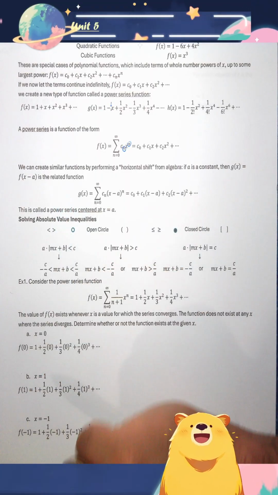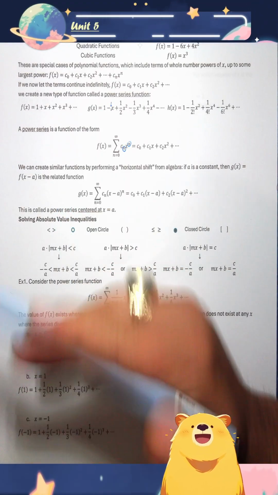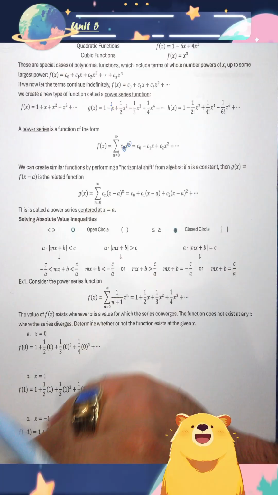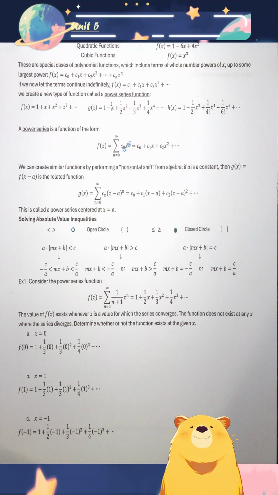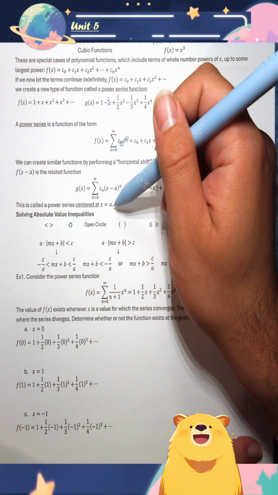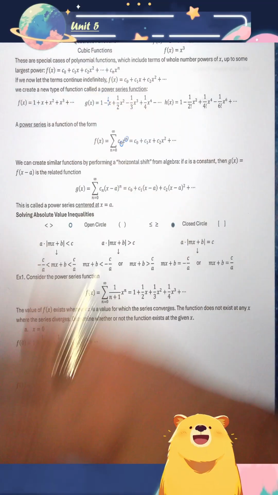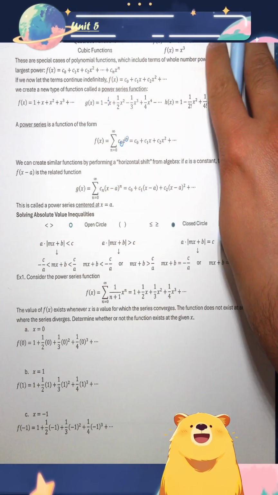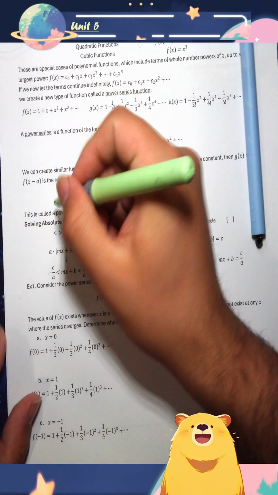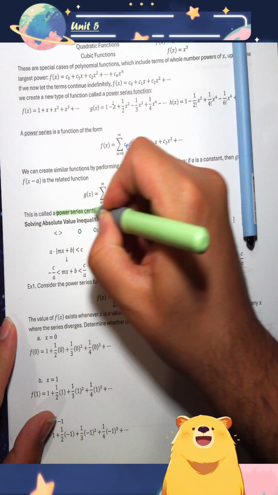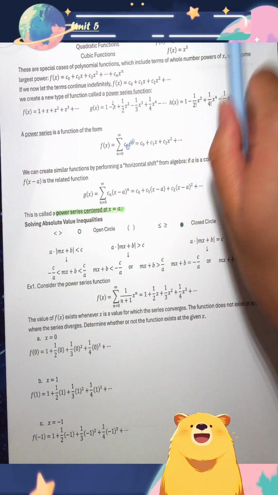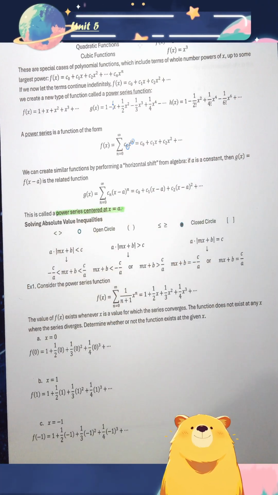This is part of your pre-cal lecture, your transformations lecture that you saw in pre-cal. So keep those ideas in mind. This is called a power series centered at x equals a. So it talks about where on the graph it is centered. This is a very important piece of information that we're going to use basically throughout this whole 5.1.